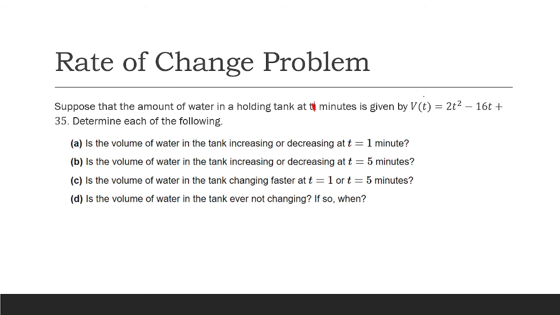Given t is per minute, yung tinutukoy natin na t, yung volume ng iyong tangke, nagbabago-bago yung laman niya. And yung daw equation ng pagbabago-bago ng laman ng tangke mo is described using this equation. That's 2t squared minus 16t plus 35. So meaning, kada change ng time mo, nagbabago yung volume mo.